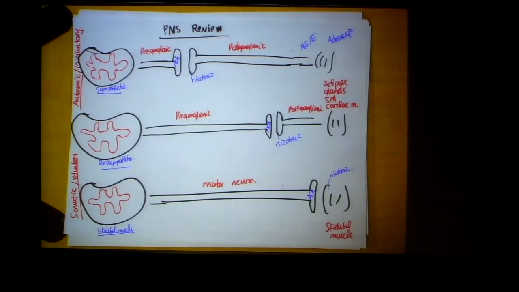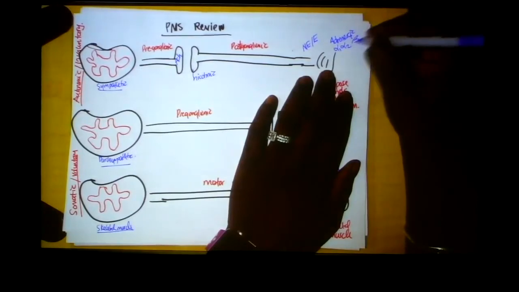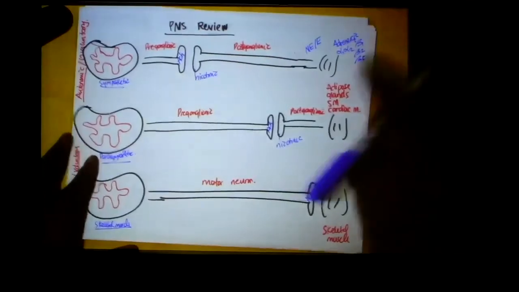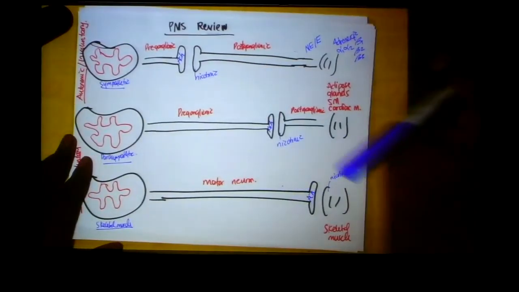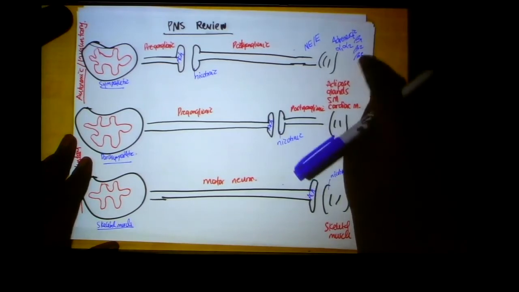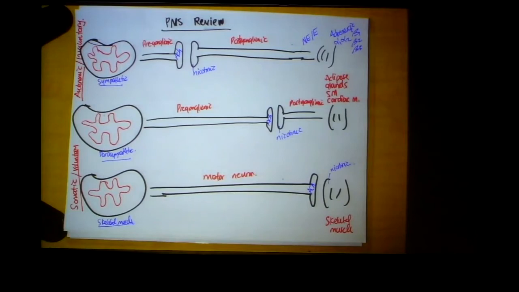We got our alpha 1, alpha 2, beta 1, beta 2, beta 3. Make sure you know the affinities for these receptors, what tissues they're found on, what second messengers they excite. Please review that, okay? What affinities they have, whether they prefer epinephrine or norepinephrine, what tissues they're found on, and then what their second messenger does.